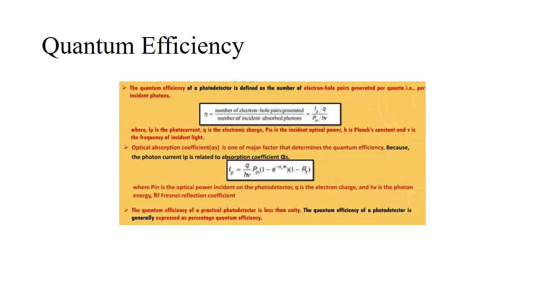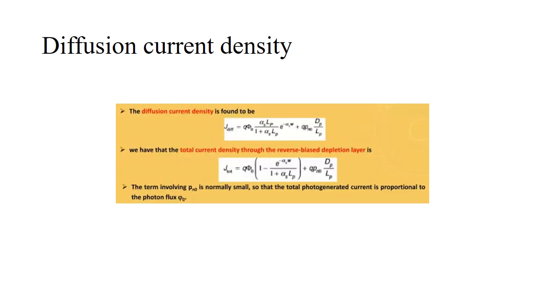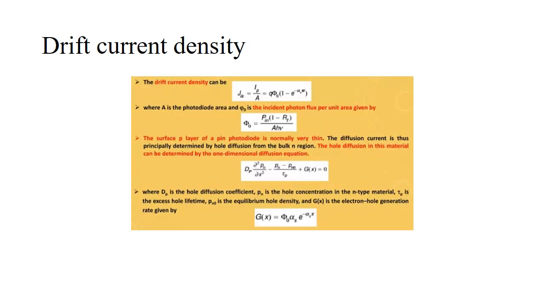RF is nothing but the Fresnel reflection coefficient. So the value of eta should be less than unity, and it is usually expressed in terms of percentage quantum efficiency. Diffusion, we have seen diffusion current density. Now the drift current density is given by the formula J_dr is equal to IP by A. A is nothing but the photodiode area, phi naught is the incident photon flux per unit area.